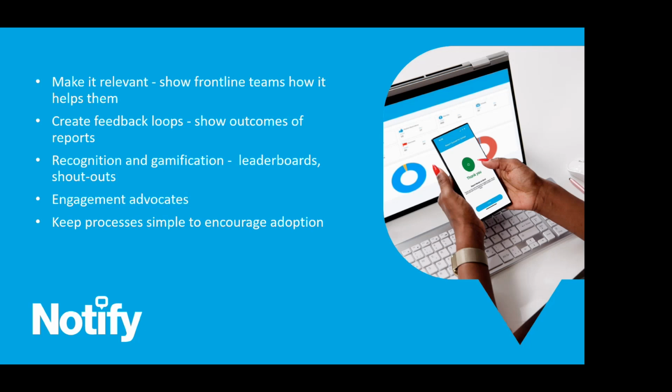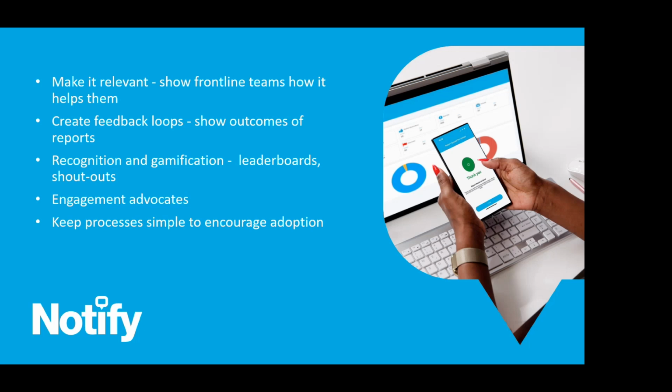Next, create feedback loops. Share the outcomes of incident reports with the people who raised them. If someone reports a near miss, explain what's being done to reduce the risk of it turning into a serious accident. When workers feel their efforts lead to real change, they stay engaged. You can also highlight recent hazards identified or lessons learned to keep safety front of mind.